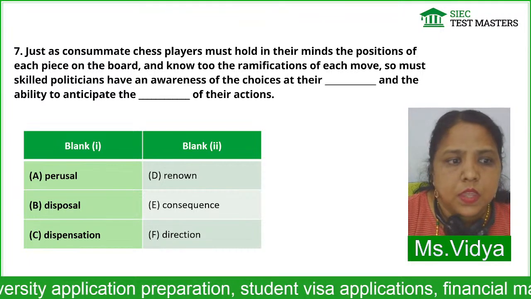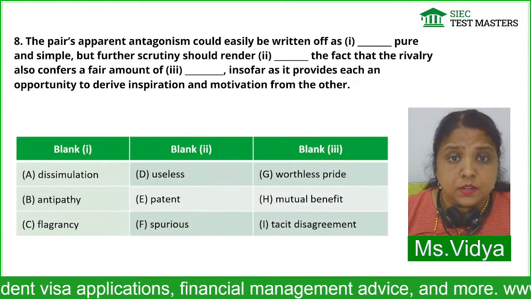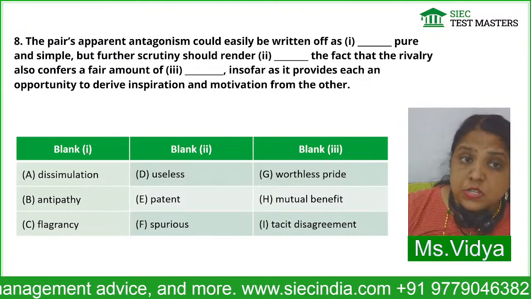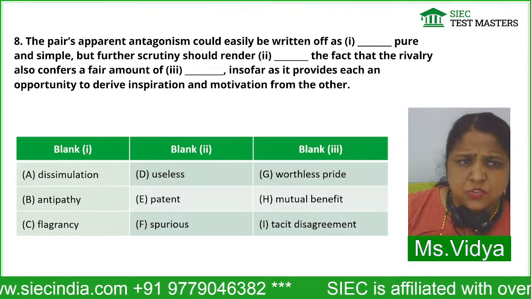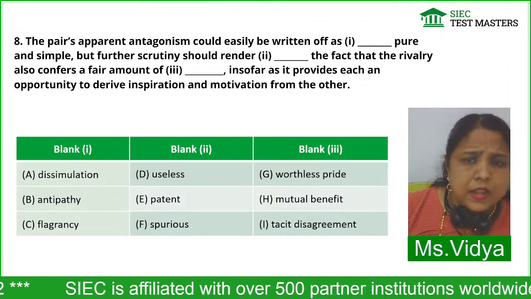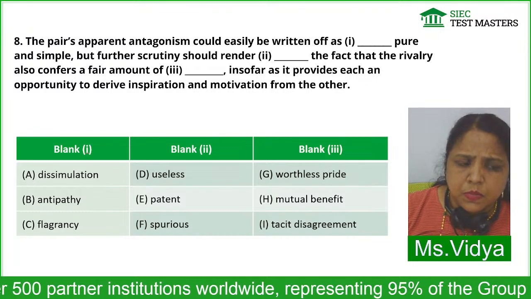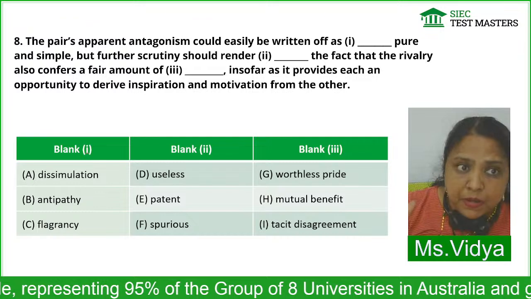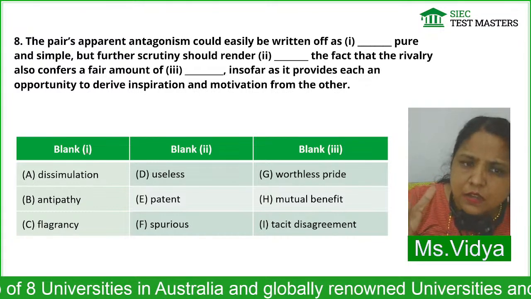Okay, now the eighth question. This is a triple blank question, but still the signposts do work here. The pair's apparent antagonism. Antagonism is hostility, bitterness, resentful feelings. Could easily be written off as dash, pure and simple. Yes, antagonism could easily be written off as antipathy. Antipathy is hostility again. The other words do not make any sense. Yeah. But means it is not simple antipathy. People think it is antipathy.